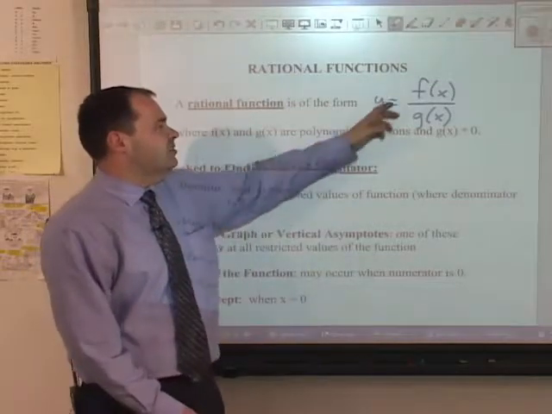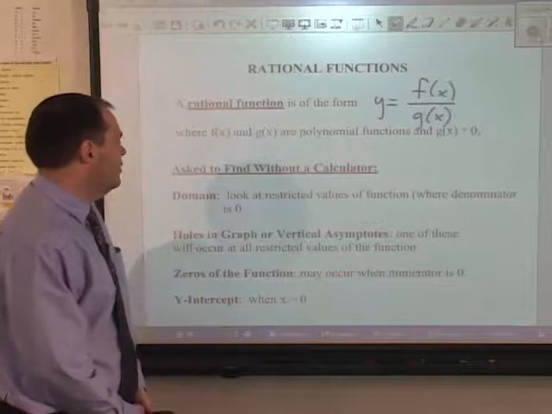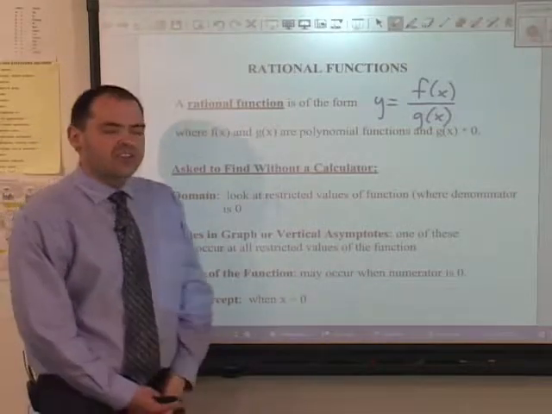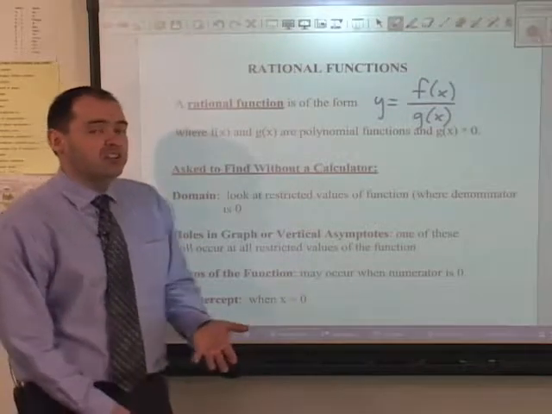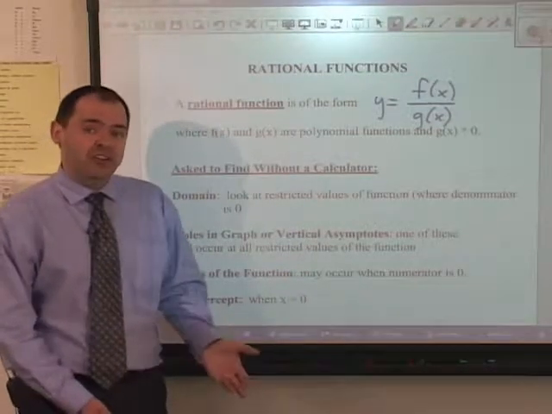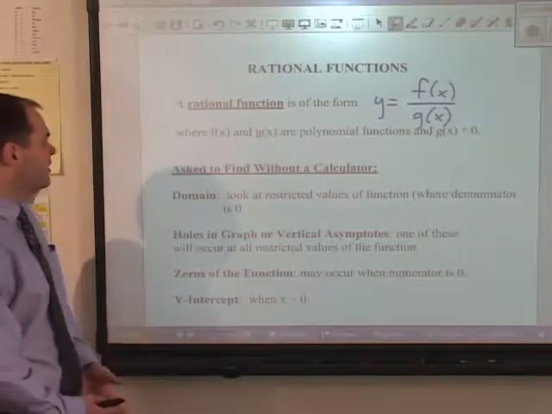The rational functions we're talking about today are a little bit more general in nature. It's going to be some kind of variable polynomial function over another variable polynomial function. Some of these graphs can get kind of complicated to graph, so there will be certain things that we would expect you to know how to do without the graphing calculator, and for other things we will ask you to actually use the graphing calculator.